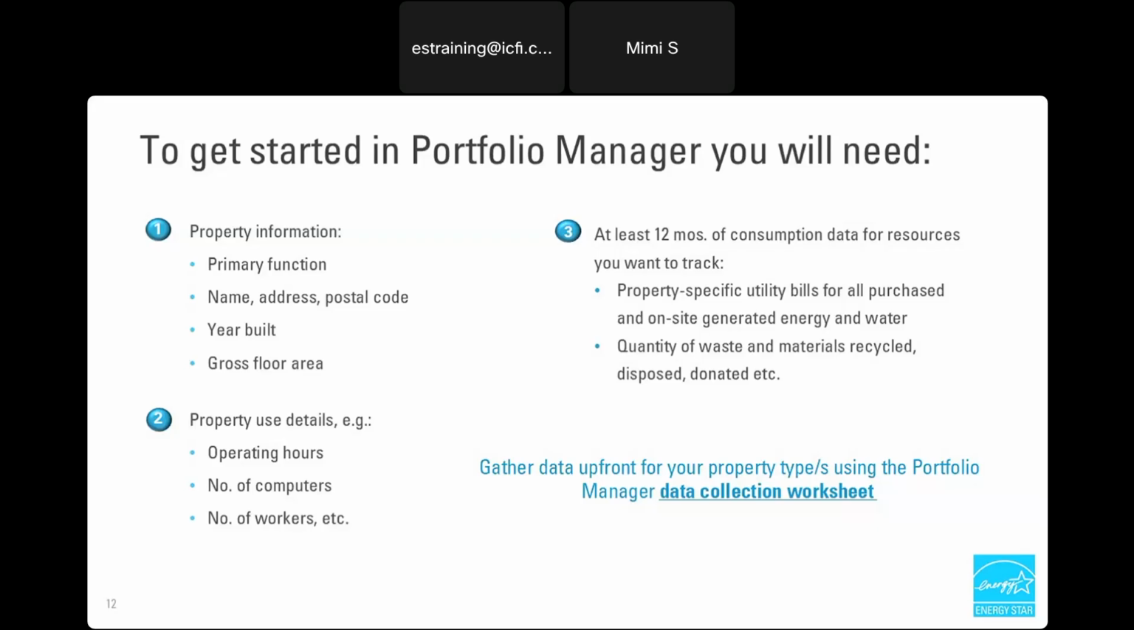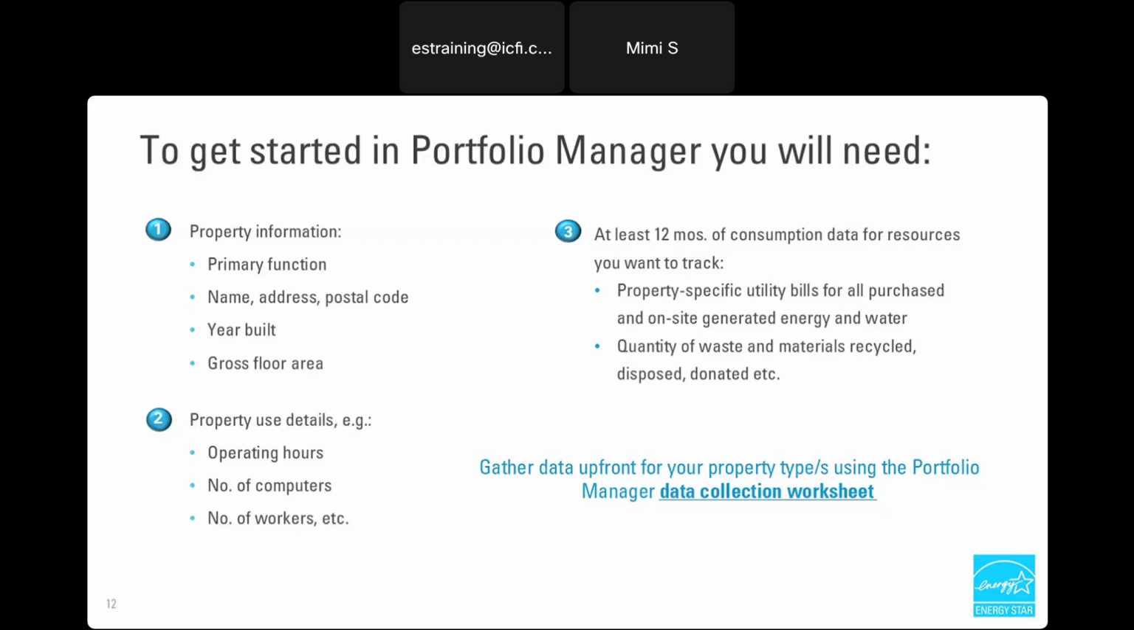gross floor area. From there, if you are interested in generating an Energy Star score or other Portfolio Manager metrics, you will need to enter in the property use details because these details are considered to be the drivers of energy use within your building. And they will also change according to the property type you are entering. So you'll see in just a moment, Portfolio Manager will prompt you according to the property type you select, because the drivers of energy use in something like an office building will differ from a retail building or a hotel, for instance.